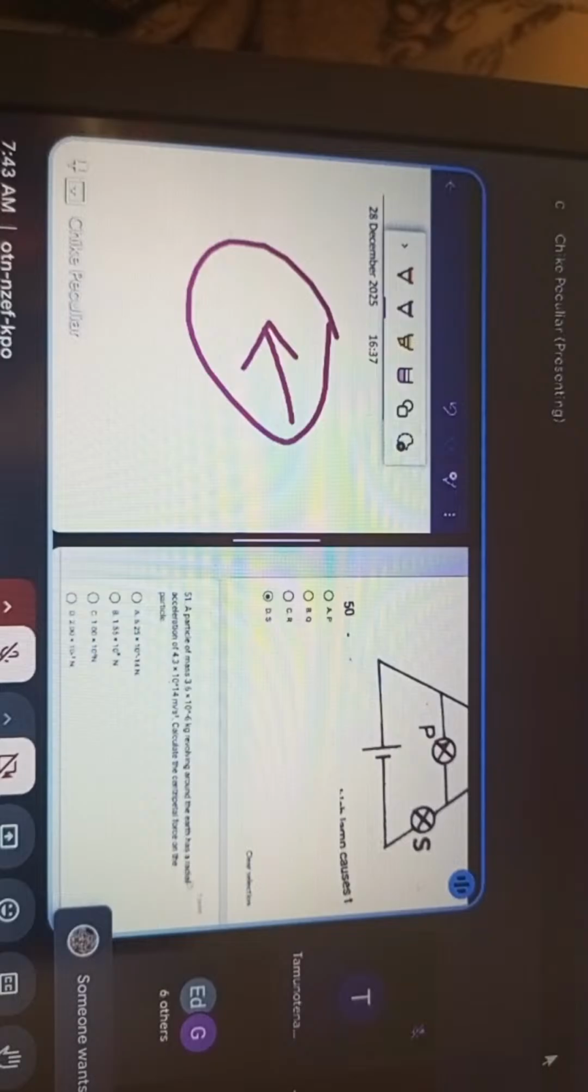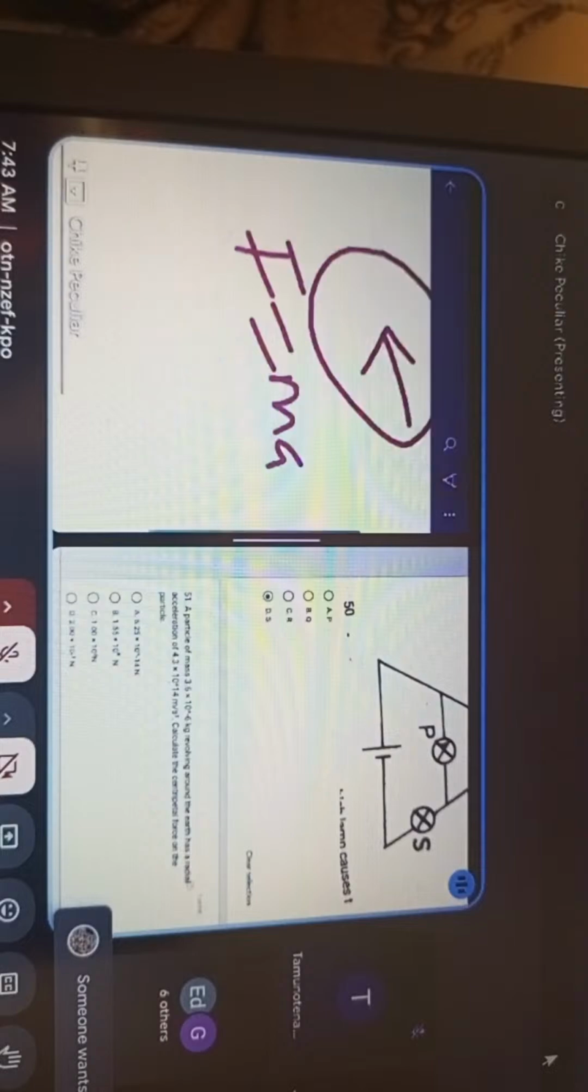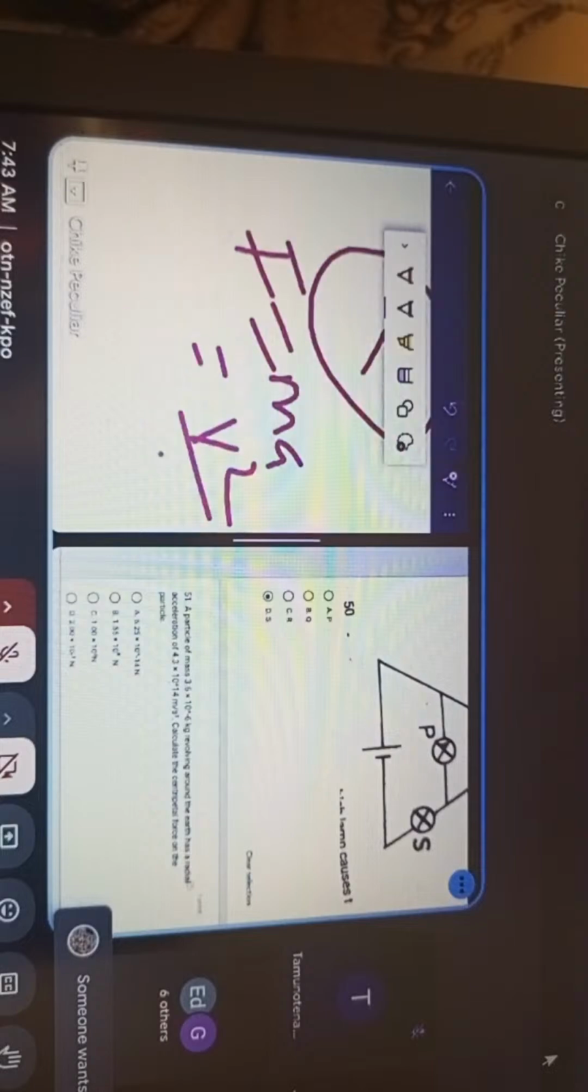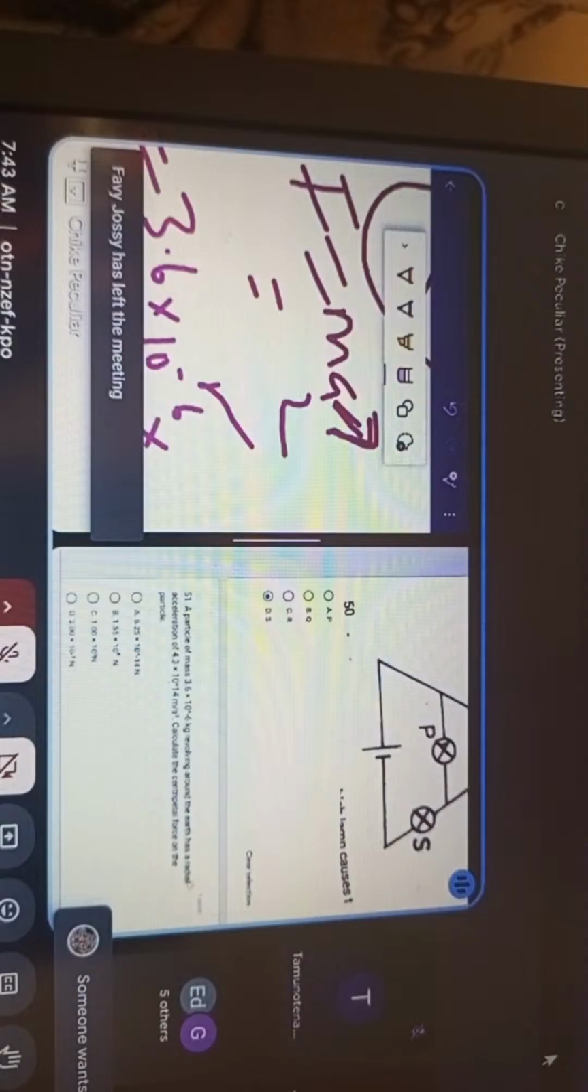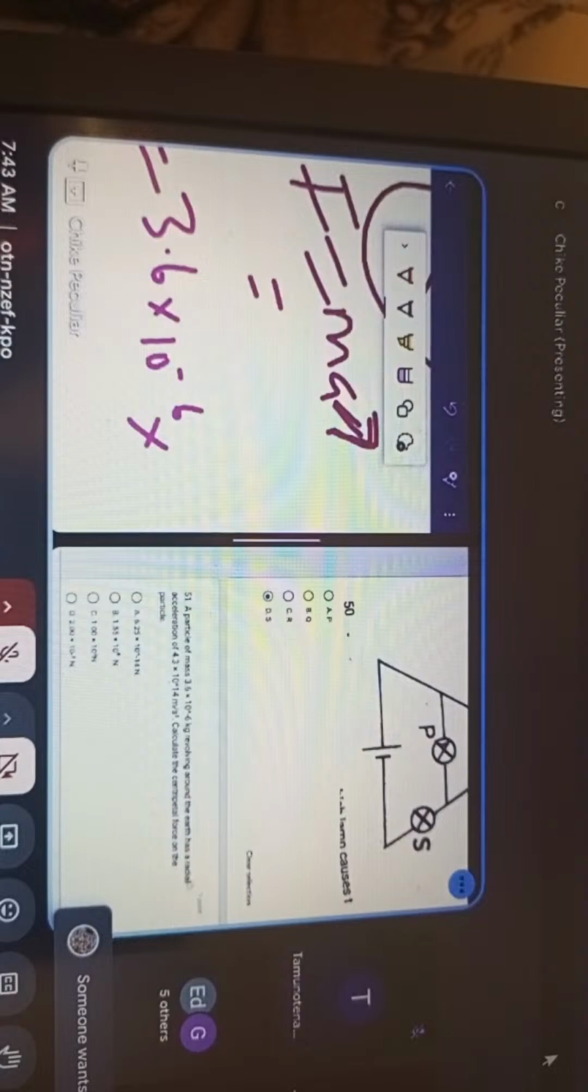Now the formula for centripetal force simply is force equals mass times acceleration, of which centripetal acceleration is v squared over r. But there's no need for that because we're already given the acceleration. The radial acceleration is 4.3, so there's no need to use this formula. So I'll just use the mass, 3.6 times 10 to the power of minus 6, times the acceleration, which is 4.3 times 10 to the power of 14.